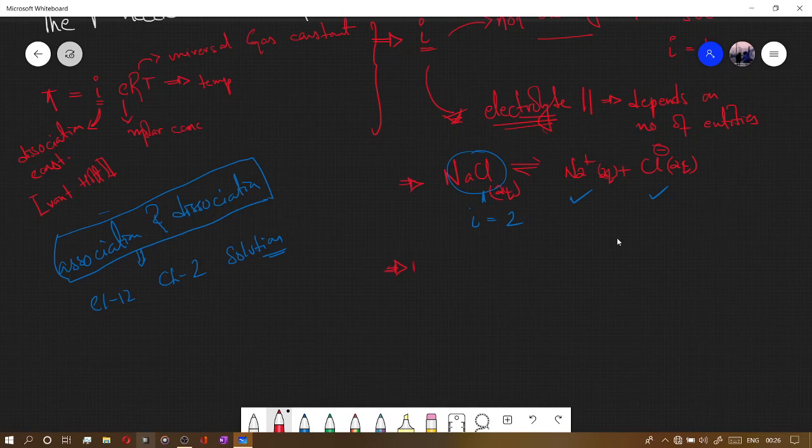For example, can you tell me i for MgCl2? Yes, it will be 3. Let's go for Al2(SO4)3. What will this break into? Let me use aqueous: 2Al3+ and 3SO4 2-. So what does this come as? Here i comes as 5. Yes, it is that simple for now.